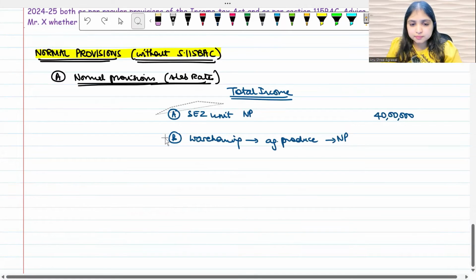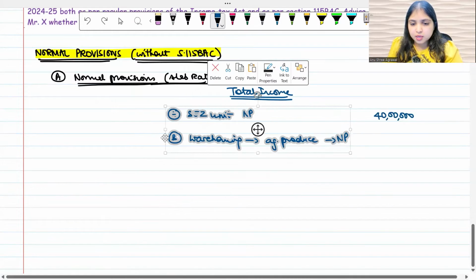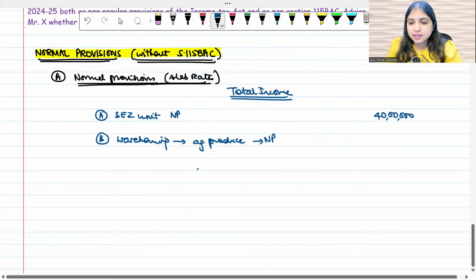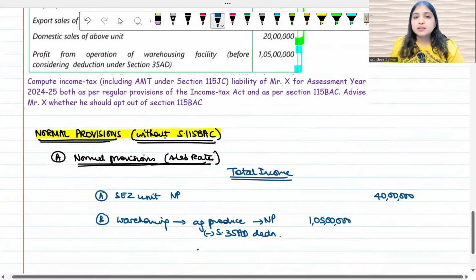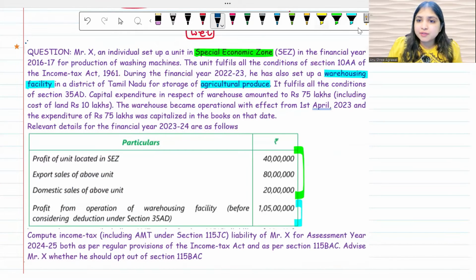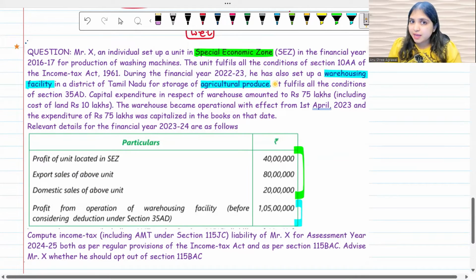So warehousing facility, the net profit is 1 crore 5 lakhs. From this, I will enjoy 35 AD deduction, guys. So how much 35 AD deduction will we get? Be careful. What's the total capex that we have incurred for the purpose of this warehouse? Total 75 lakhs we have incurred. Pre-commencement we have incurred, but we have capitalized it in the books of accounts upon commencement. Hence, even the pre-commencement, yes, we can consider. Total is 75 lakhs. This is including land of 10 lakhs.